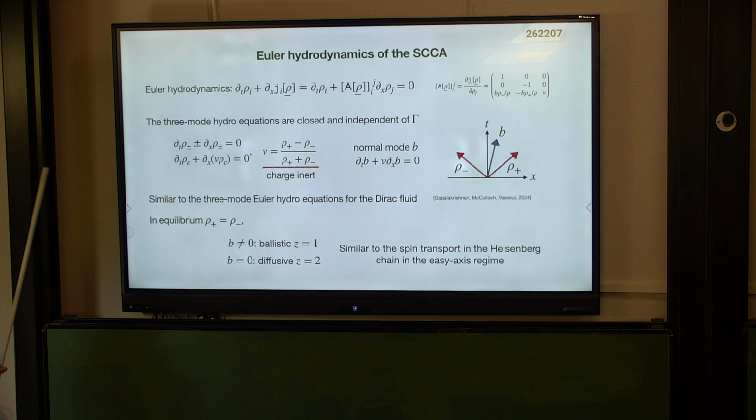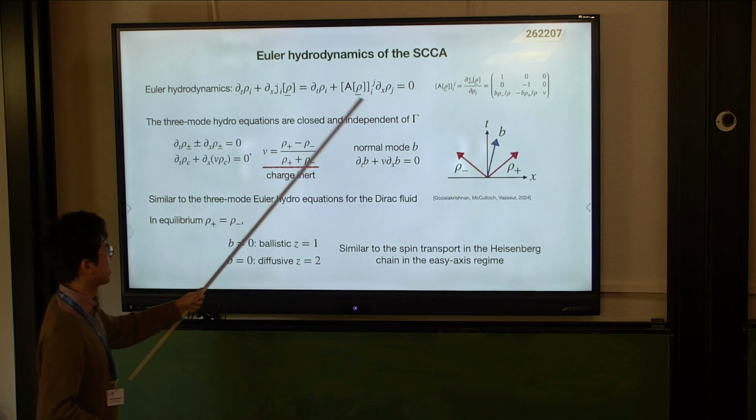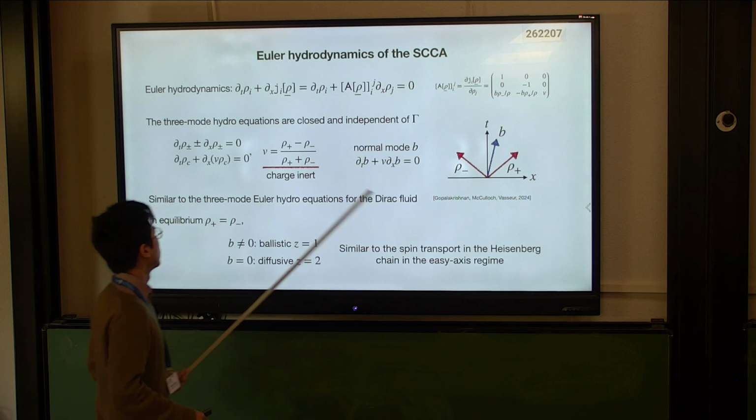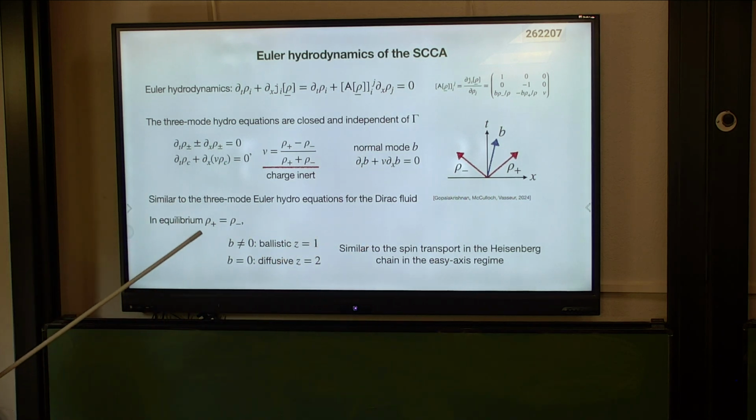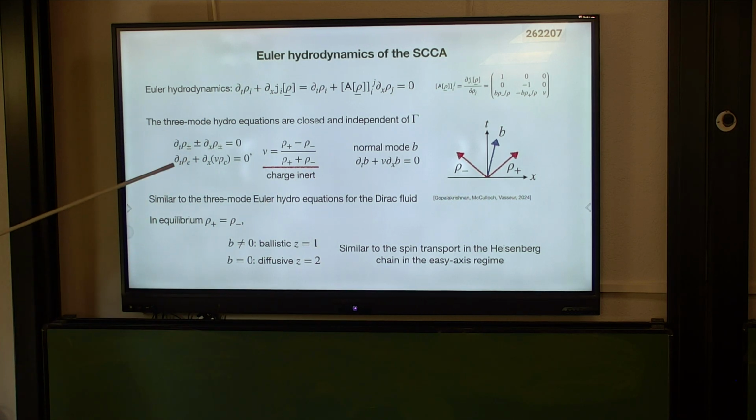All right, so now let's talk about hydrodynamics. So this is my all hydrodynamics for the system, where the A matrix here is now given in this way, which you can compute easily. And now you immediately see that these three-mode hydro equations are closed, and independent of gamma. So the first two equations are super simple.